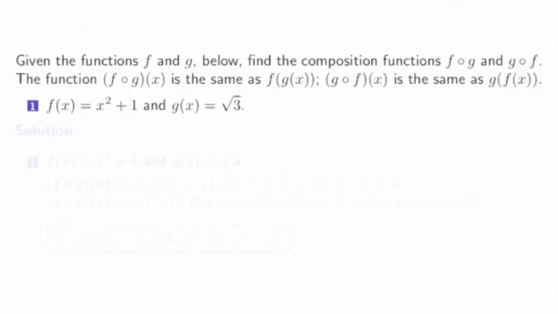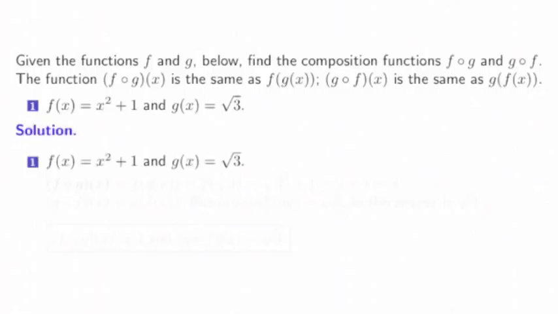Let's do some more problems. We're going to find compositions of f composed with g and g composed with f. In the first problem, f of x is x squared plus 1, and g of x is the square root of 3. Notice that g of x is a constant. No matter what we place into g, we always get out the square root of 3.